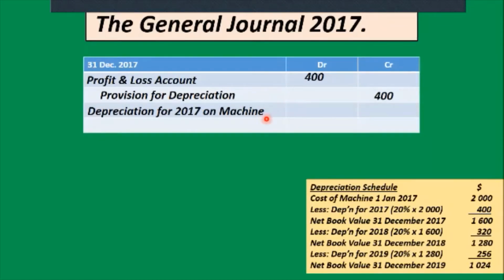Now, each year you have a separate general journal. When we get to the end of our financial year for 2017, this 2017 general journal would be closed off and you start a new one for 2018, when the depreciation for 2018 would be recorded. So let's take a look at that.